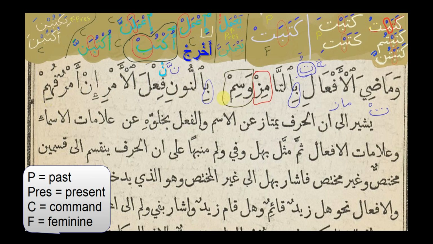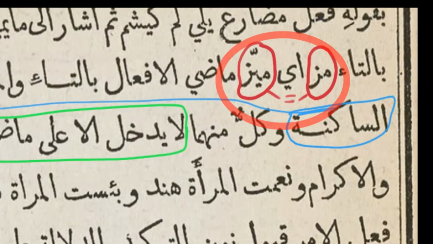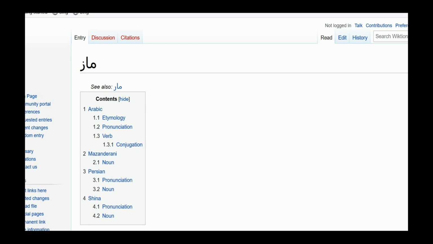Now I will leave you with a text from Wiktionary, which explains how miz, the command, came from maza, the past tense. And sim, which is the command that came from wasam.